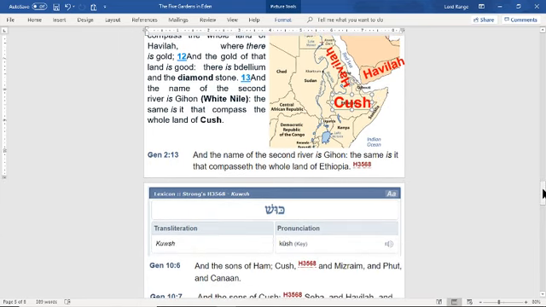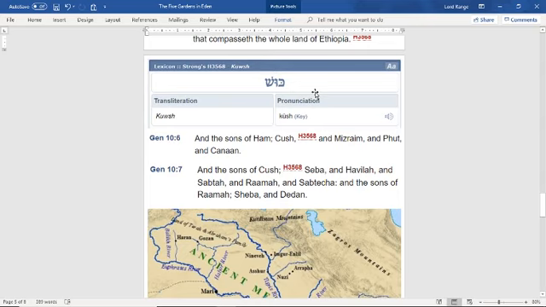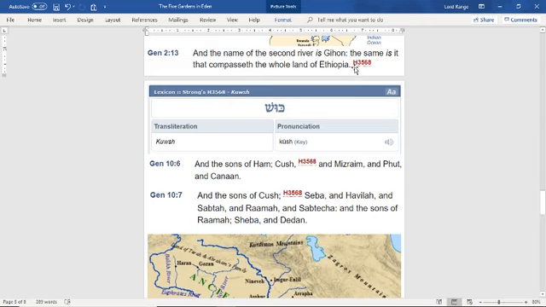Now I'm going to show you why I changed the name of Ethiopia into Cush. When you look up Ethiopia, again using the Blue Letter Bible, you will see that it comes from the Hebrew reference number 3568. And I have that 3568 pulled up here for you. As you can see, the Hebrew word is not Ethiopia. The Hebrew word is Cush. Hebrew reference number 3568. But what's the word there? That is not Ethiopia, that is Cush.